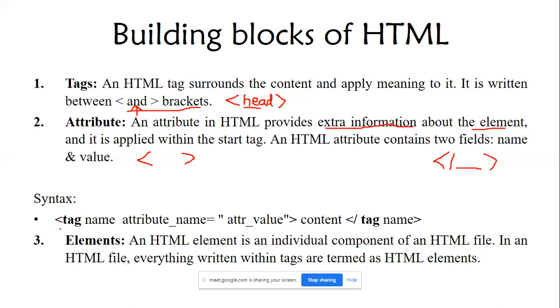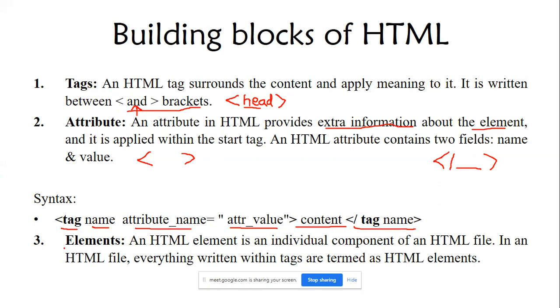So the syntax for that: tag name, attribute name, attribute value, our content of the document, and this is the closing tag. We'll see the example also. Just remember here the syntax for the attributes. Attributes are present in the start tag only, with the name and value. These are the basic fields which come in the attributes building block.